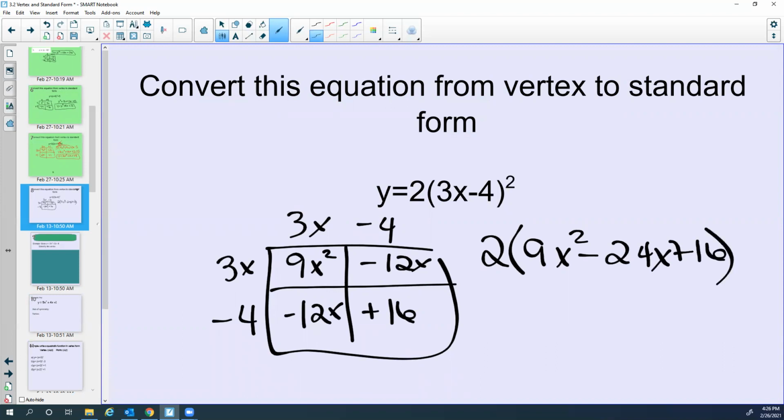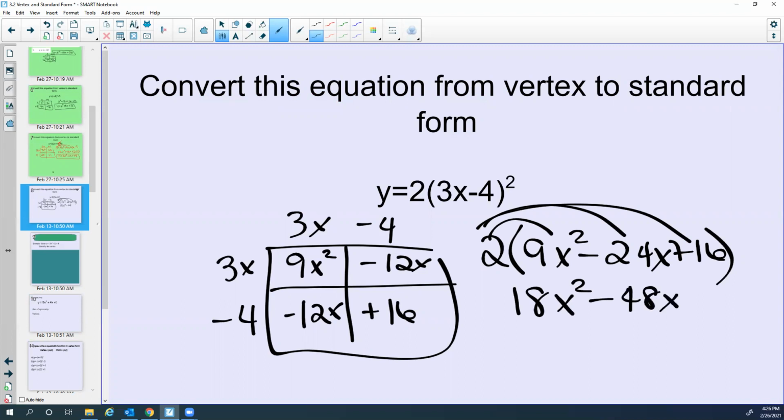Then from there, I'm going to go ahead and start multiplying my coefficient, distributing it to everything inside the parentheses to get 18x squared, and then negative 48x, and then positive 32.